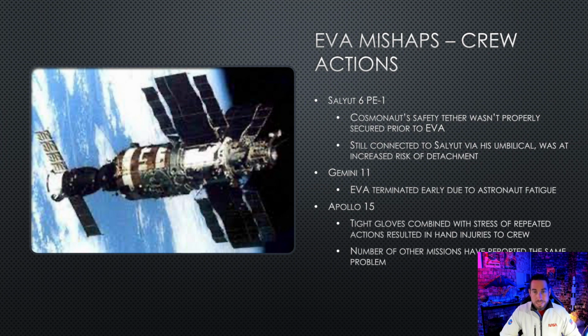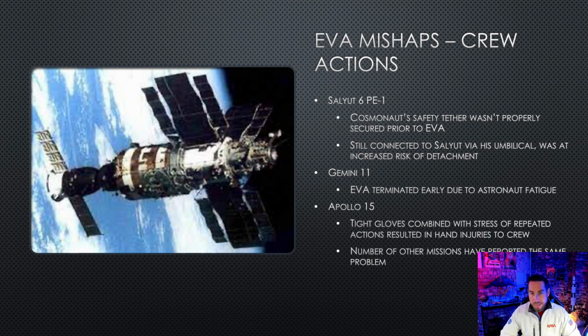And then some crew mishaps. On Salyut 6, the cosmonaut's safety tether wasn't secured to the station. He was still connected to Salyut via his umbilical, but he wasn't tethered. The umbilical, which provides his life support, doesn't really provide a lot of tethering capability. It wasn't intended to be a tether. So without being physically tethered, he was at significant risk of floating away from the space station, the Salyut.